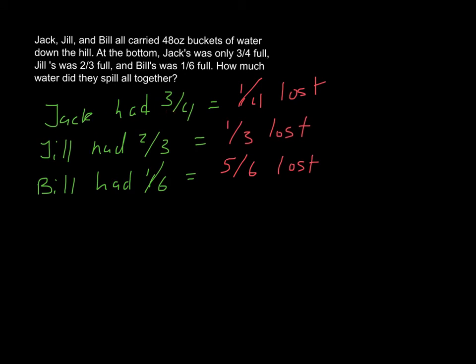If Jack had 3/4 of his bucket of water remaining, it means that he lost 1/4. Jill had 2/3, so she lost 1/3. Bill had 1/6 remaining and lost 5/6. I'm going to use what was lost because the question's asking how much water did they spill or how much did they lose altogether. Then I can work with these numbers a little bit more easily.